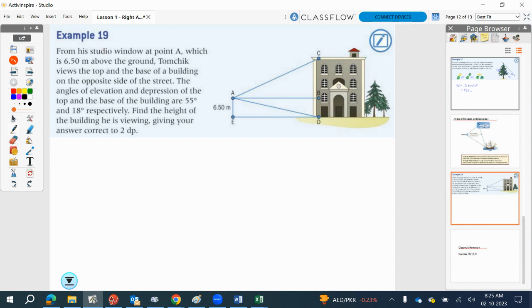Yeah. Depression is going down. So from A to E is 6.15. Yeah. I don't understand what they're asking. You're finding the height of the building. Oh, so that's from D to C, or CD.